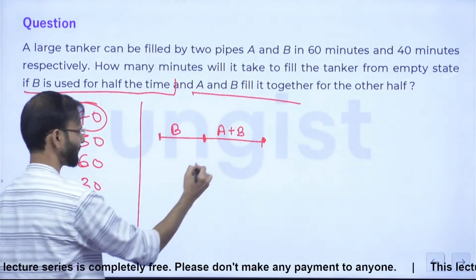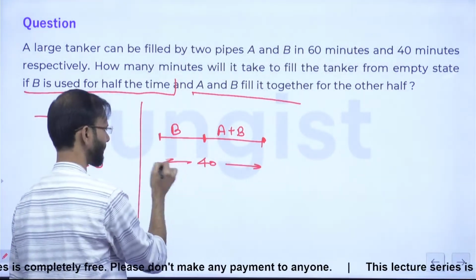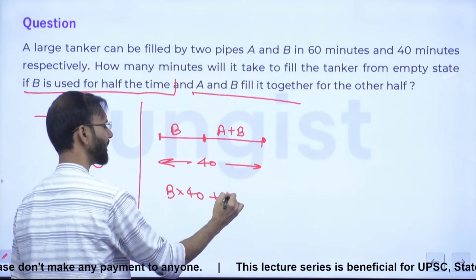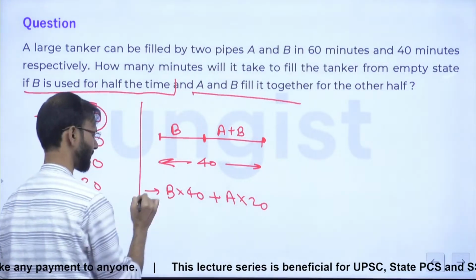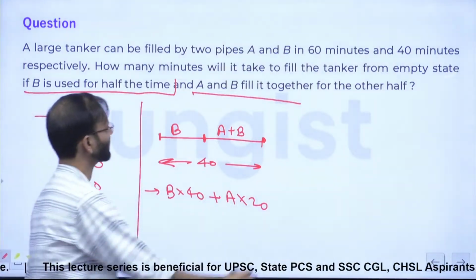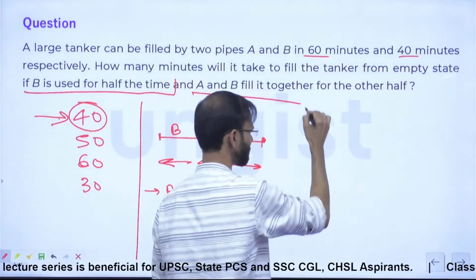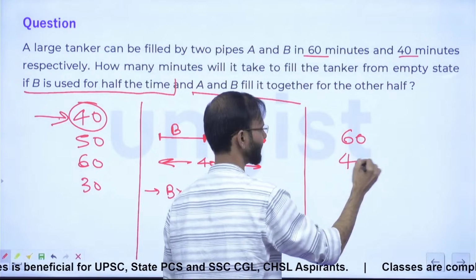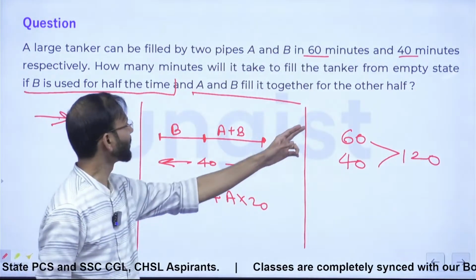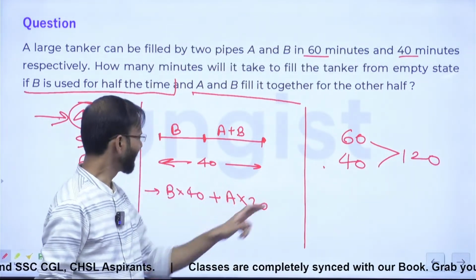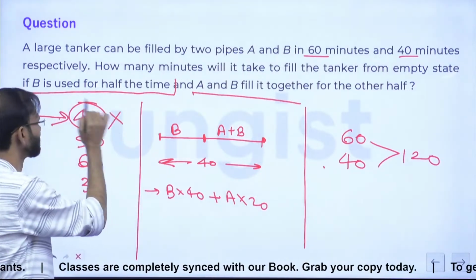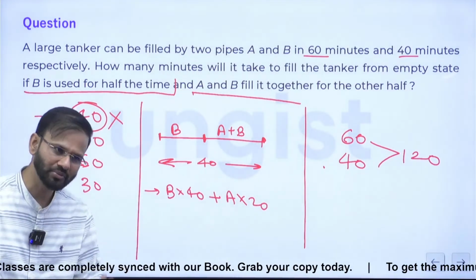Now, let's say I'm checking this 40. Let's say the entire duration I have taken as 40. So B is working for 40 minutes and A is working for 20 minutes. Everybody, yes or no? What is the total capacity? This is 60 and this is 40. The LCM is 120. So B is taking 40 minutes, so in 40 minutes B will be filling it alone. So 40 minutes is not the correct answer. The correct option must be less than 40 minutes.